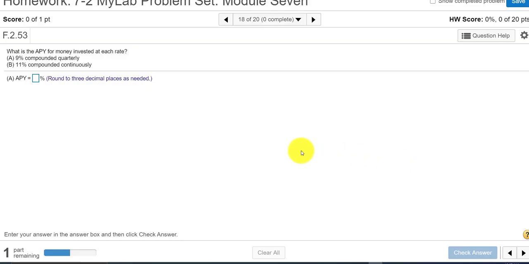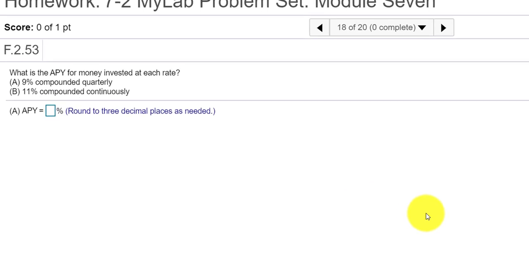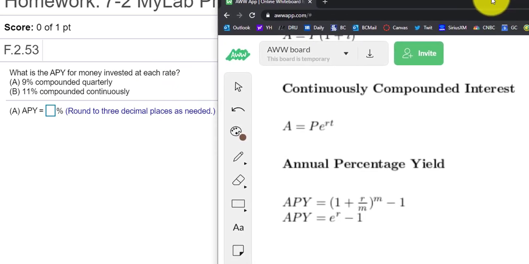Hello, class. I'm creating a video to answer a few of your homework problems. The first question says, what is the APY for money invested at each rate? So if I pull out my formula sheet, I have two formulas for APY, annual percentage yield.